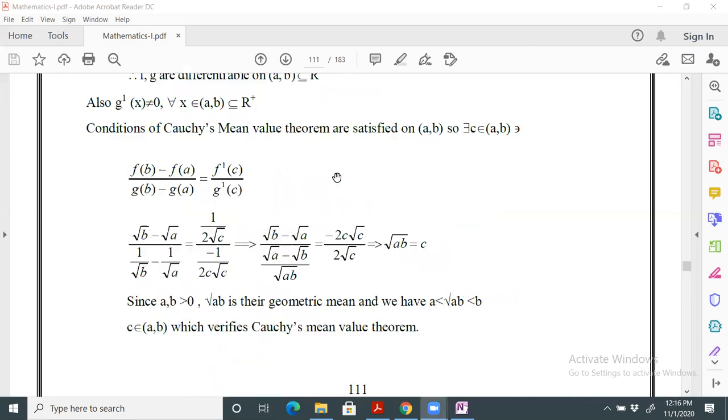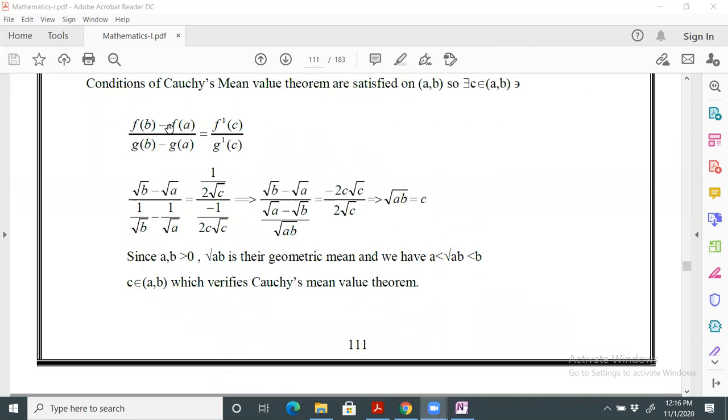Now substitute the f of b value, f of a value, g of b value, g of a value, and do the simplification.